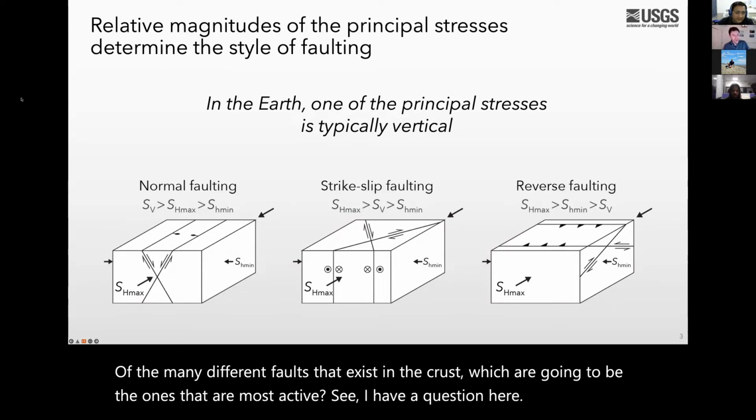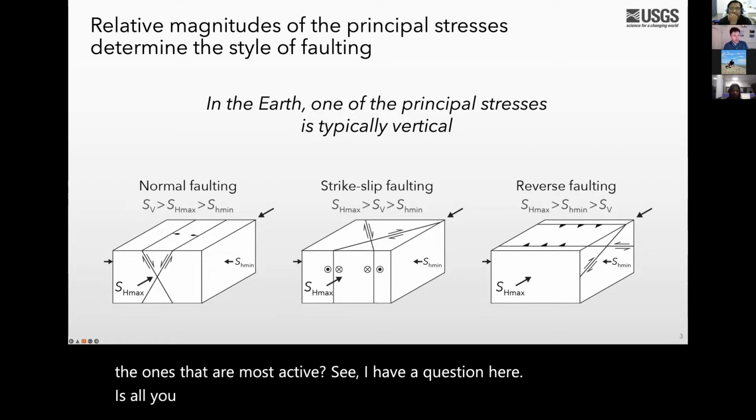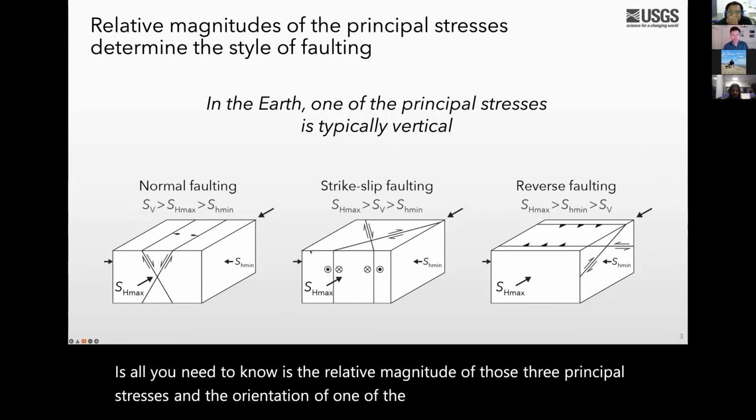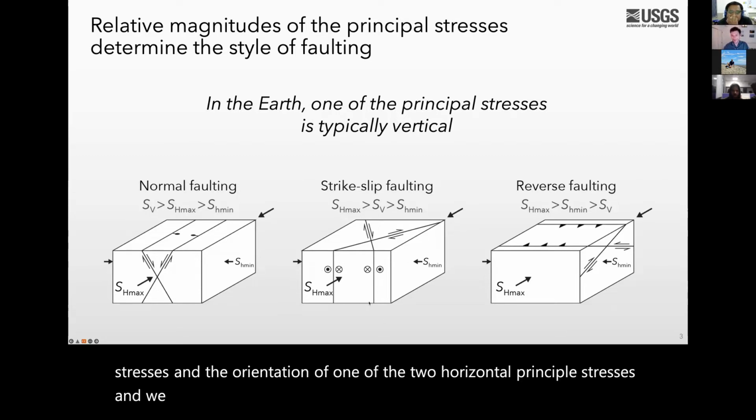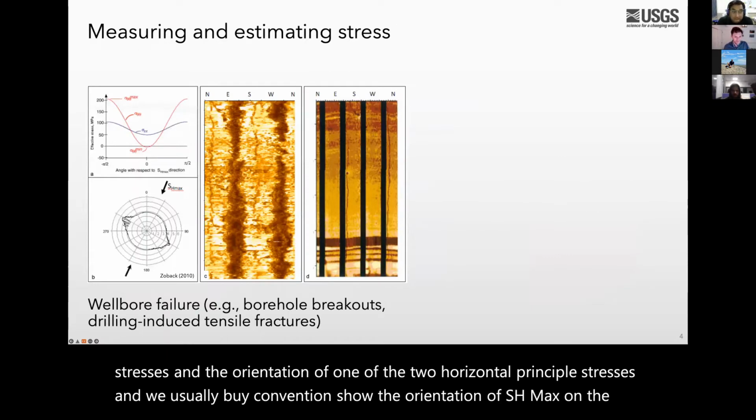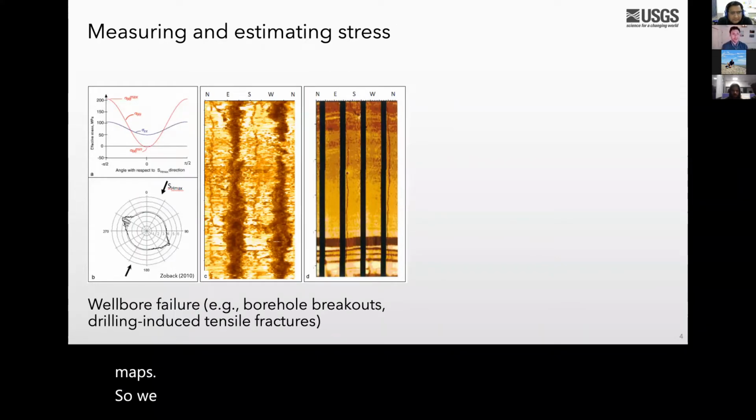Is all you need to know is the relative magnitude of those three principal stresses and the orientation of one of the two horizontal principal stresses. And we usually, by convention, show the orientation of SH max on the maps. So we have several reliable ways at this point to measure SH max orientations.